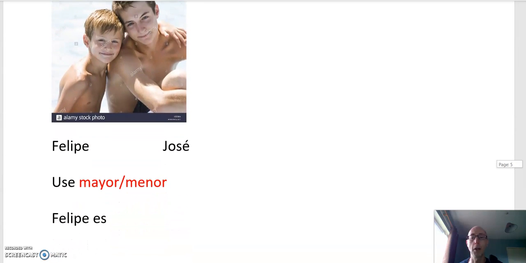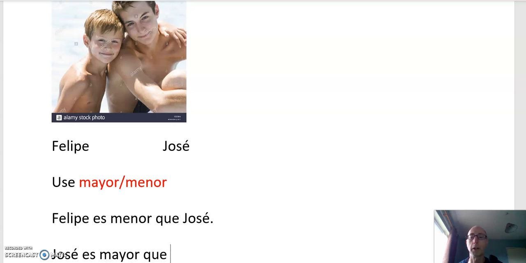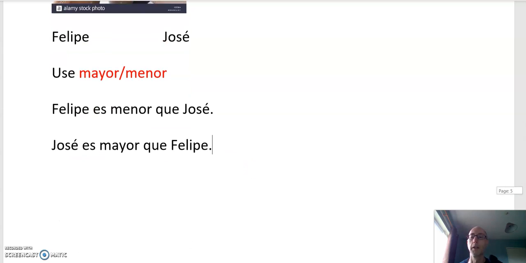Let's look at mayor and menor just to practice. So again, two brothers, Felipe, Jose. Felipe es, no, it's not as mayor, es menor que Jose. Jose es, what adjective do we use? Mayor que Felipe. Menor que, mayor que. So these are the irregulars.